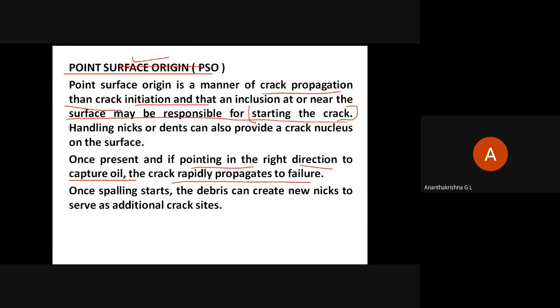Once spalling or pitting starts, the debris can create new nicks to serve as additional crack sites. So basically, it's a point surface origin. It's an origin for starting the crack, and if it is properly directed, then it will be detrimental. To capture the oil, the crack rapidly propagates to failure in the right direction. This is what is called point surface origin.